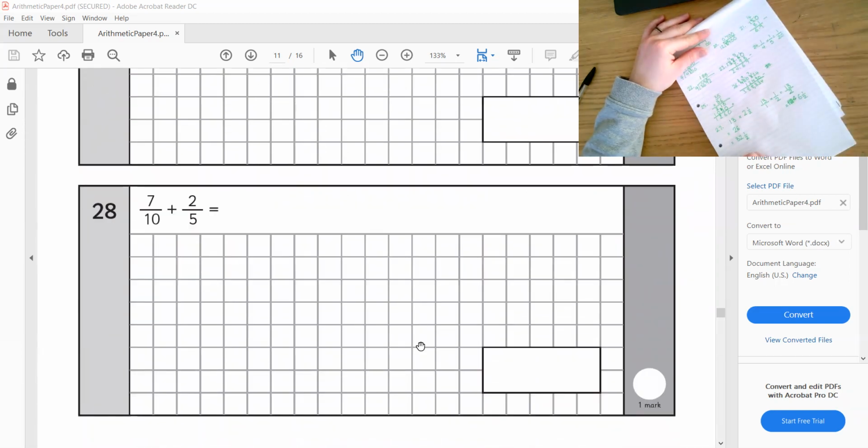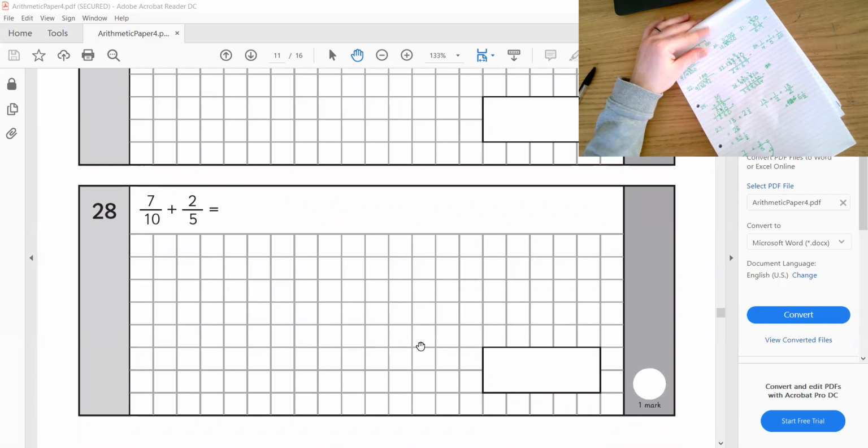Right, 28. Let's see if we can do this one. So now it's getting a bit harder, just a tad harder though. So 7/10 add 2/5. My denominator is different, so I can't add them together. So I need to find a common denominator. Well, if I times 5 by 2, that would then end up with tenths at the bottom. And then I'm timesing this one by 1, because then it would be tenths at the bottom.